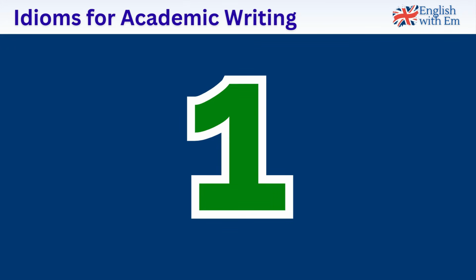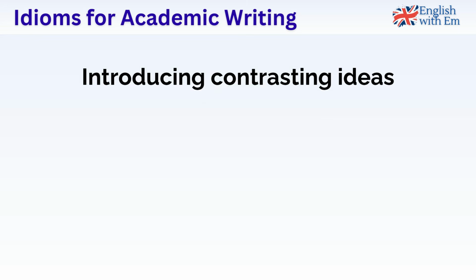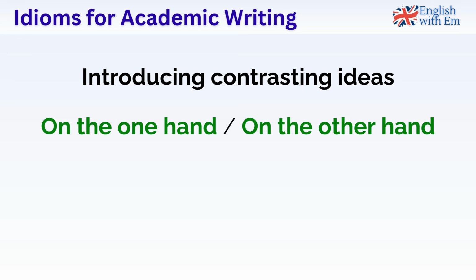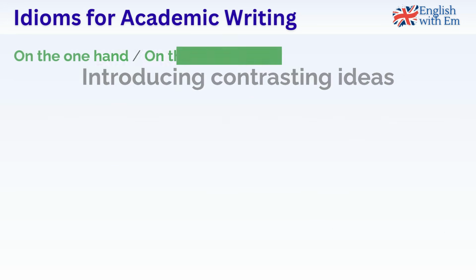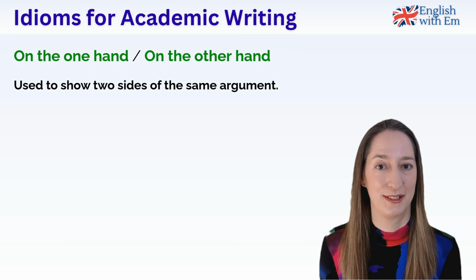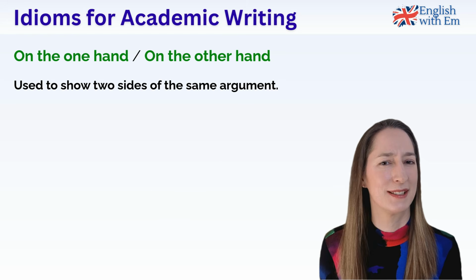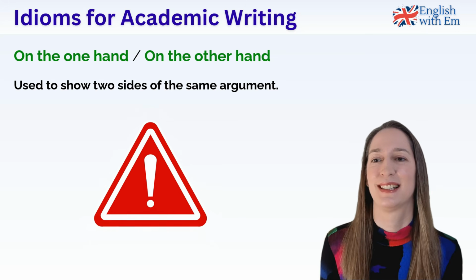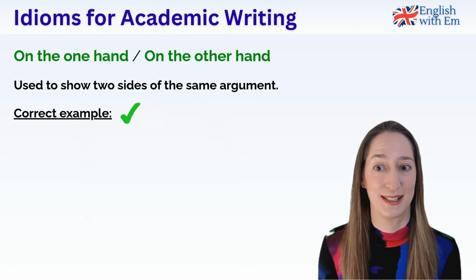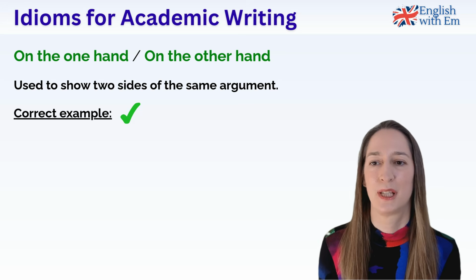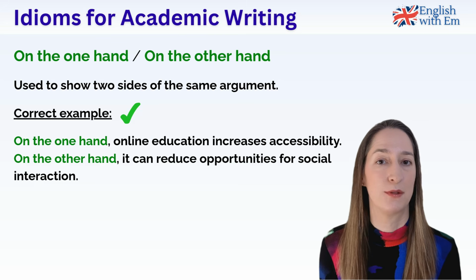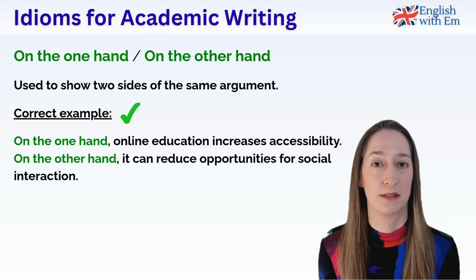Number 1, used for introducing contrasting ideas: on the one hand and on the other hand. Now, you probably already know that these are used to show two sides of the same argument. But be careful. A lot of people make mistakes with these. So let's start by looking at a good, correct example. On the one hand, online education increases accessibility. On the other hand, it can reduce opportunities for social interaction.